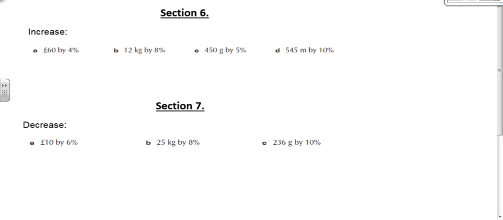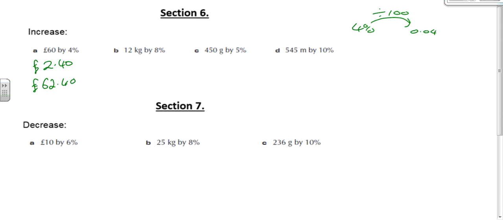Okay, so the next few questions. There's a couple ways to do these. So we can either find 4% then add it on. So let's do that first of all. So 4%, if we do that as a multiplier, it's going to be 0.04. Remember, we divide by 100. So 0.04 times by 60 equals 2.4. It's going to be £2.40, and then we add it on. So that's going to be £62.40.